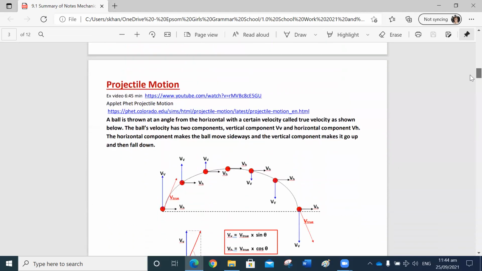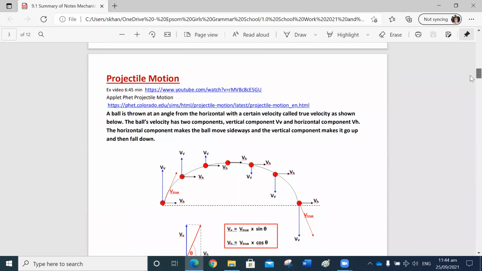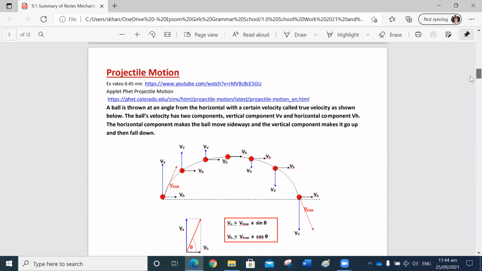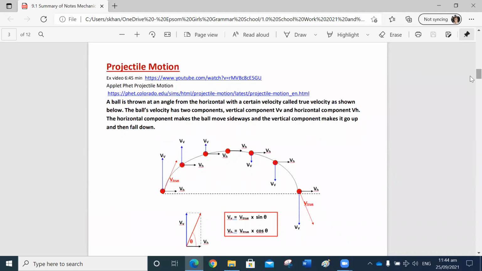Now, the main use of these equations is in projectile motion. So let's look at an example of projectile motion.